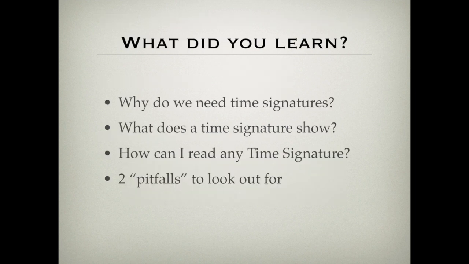So, simple really. What do we learn? Why do we need time signatures? So we don't lose count and so we can get a sense of groove. What does a time signature show? The top number shows the number of beats in a bar. The bottom number shows the type of beats. How can I read any time signature? Just basically make sure you are focusing on what's the top number saying, what's the bottom number, and look out for those 2 pitfalls, the common time and also the changing time signature.